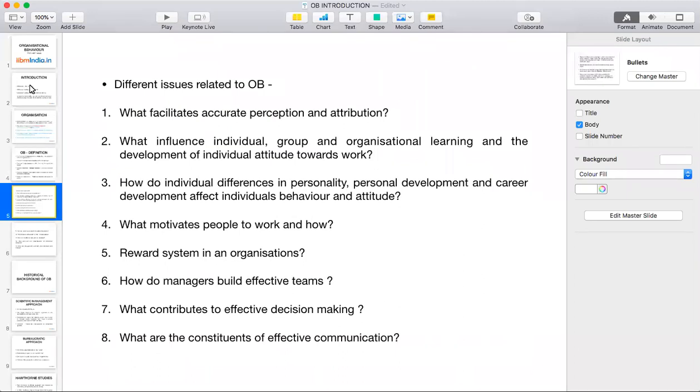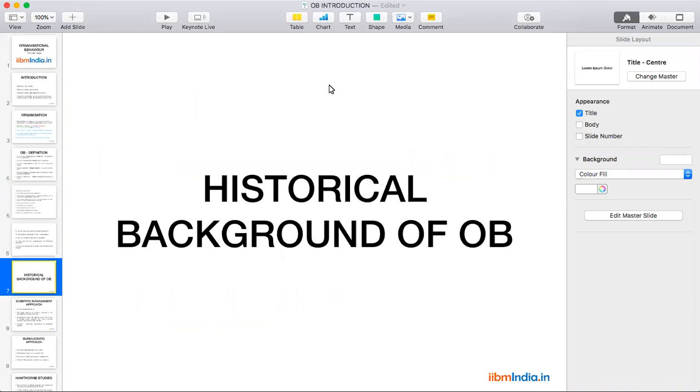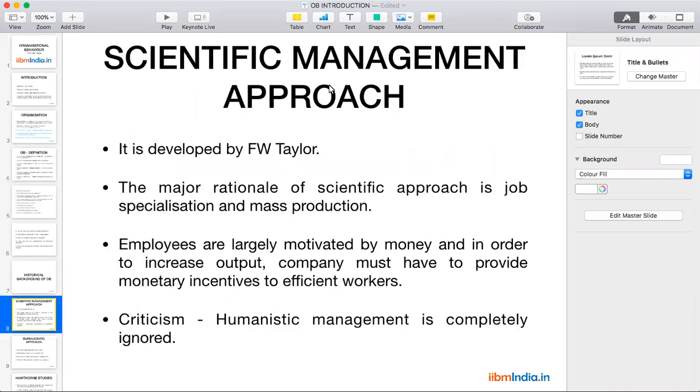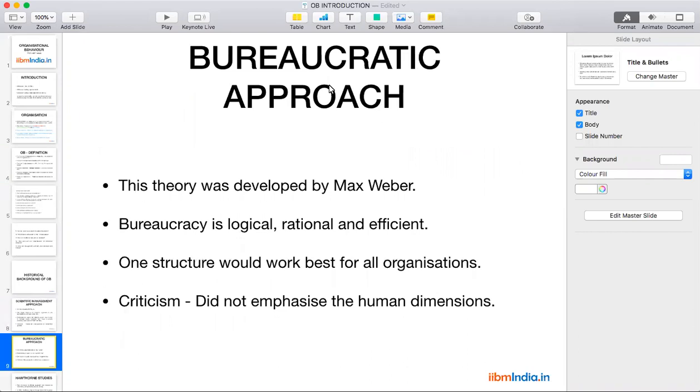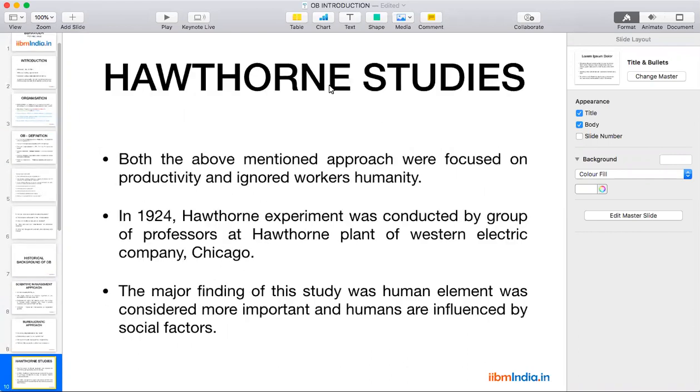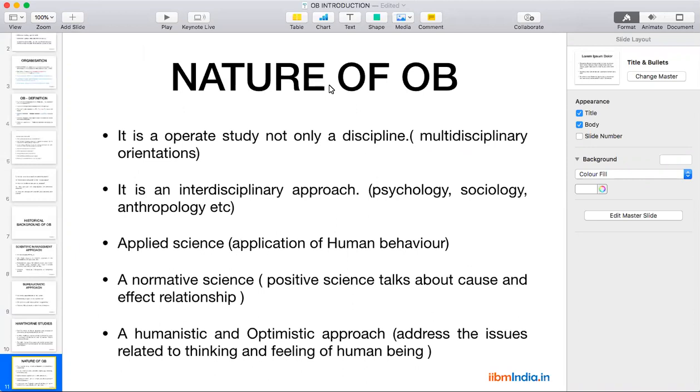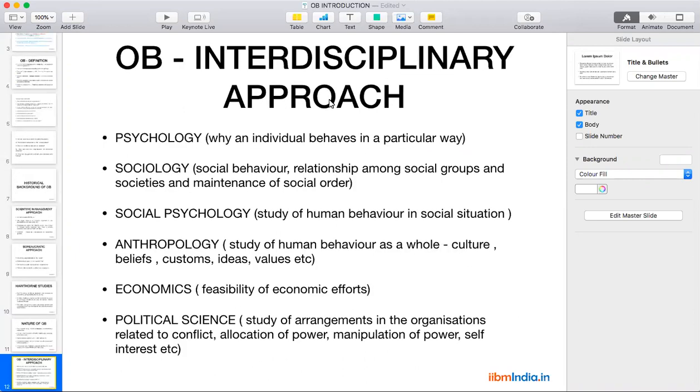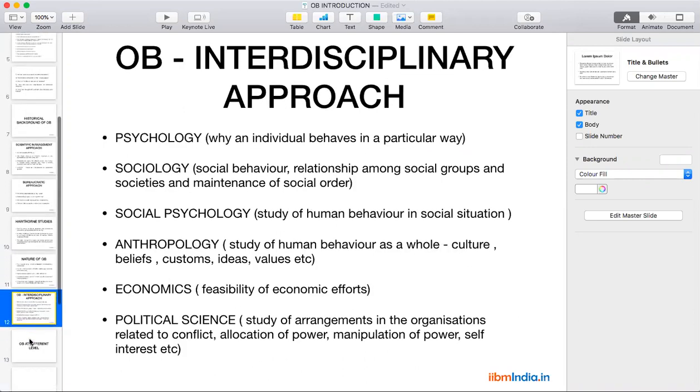After that, we have also covered different issues related to OB. Then we covered the historical background of OB, when it comes to the scientific management theory given by Taylor, the bureaucratic approach given by Max Weber, and the Hawthorne experiments. We also covered the nature of OB, and the OB interdisciplinary approach, how OB is related with different disciplines when it comes to psychology, sociology, social psychology, anthropology, economics, and political science. That is what we covered in the first session.